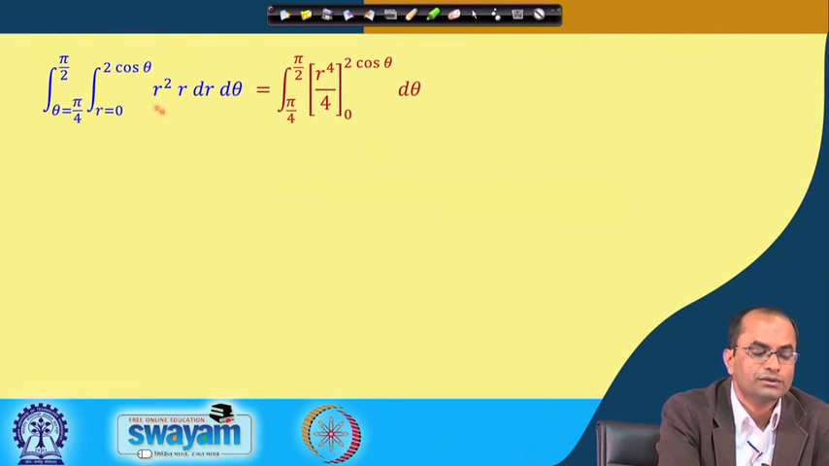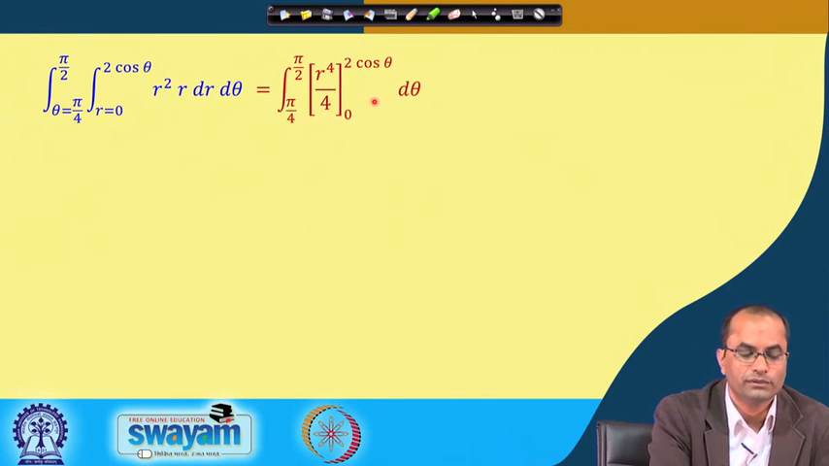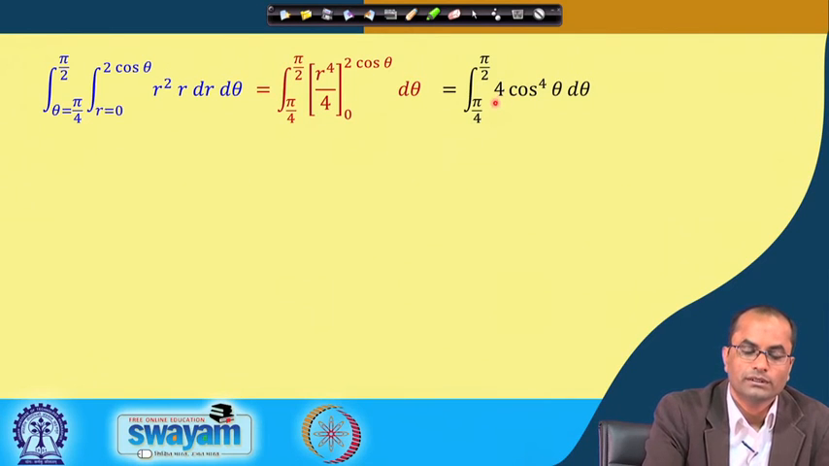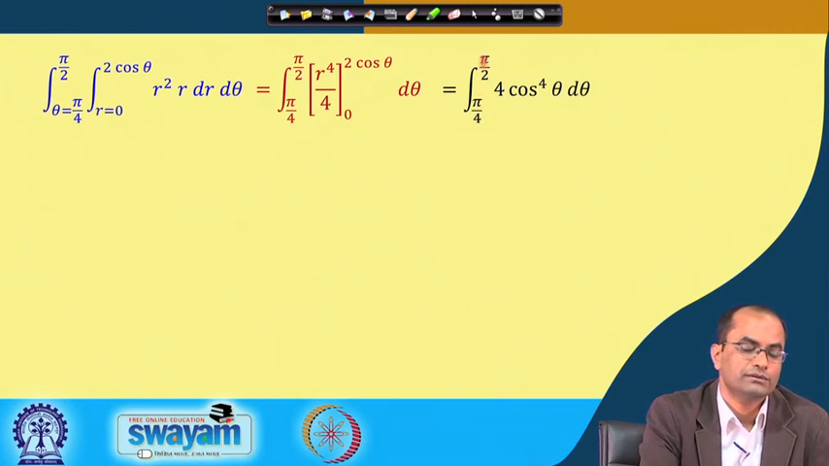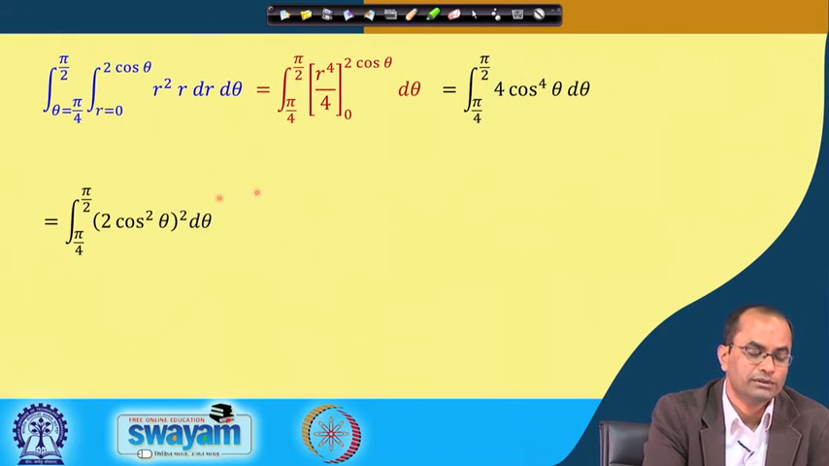So, this is r cubed, which integrates to r to the 4 by 4, with limits from 0 to 2 cos theta. So, the upper limit minus the lower limit: 2 to the 4 is 16, divided by 4, so we will get 4 cos to the 4 theta d theta, with limits of theta from pi by 4 to pi by 2. We have to simplify this power here.